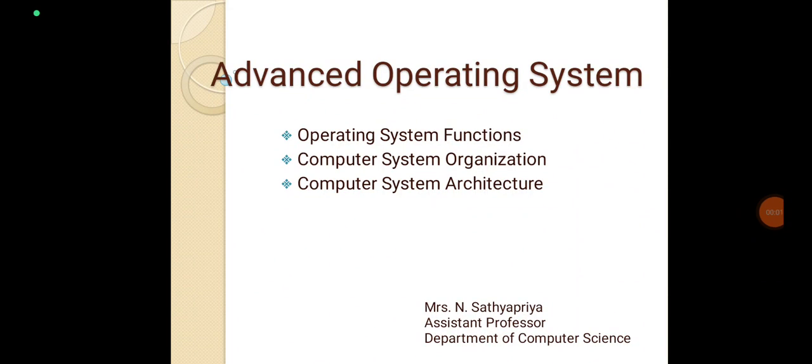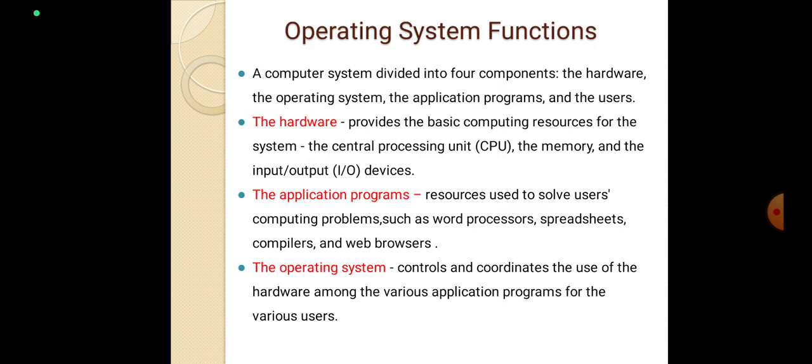Advanced operating system. In this we are going to see about operating system functions, computer system organization and its architecture. Operating system functions. A computer system is divided into 4 components: the hardware, OS, application programs and the users.